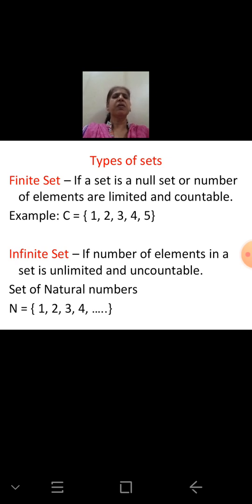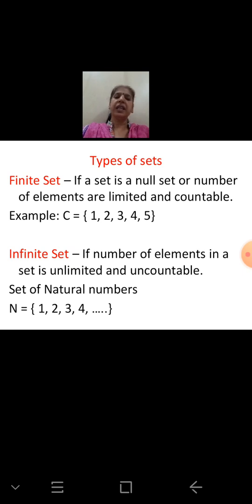If a set is a null set or the number of elements is limited and countable, so even the empty set, the null set, is finite. If the elements are limited and we can count them, then it is a finite set. Example, set C is equal to {1, 2, 3, 4, 5}. We can say the first 5 natural numbers. Here the elements are limited, we can count them, so it is an example of a finite set.